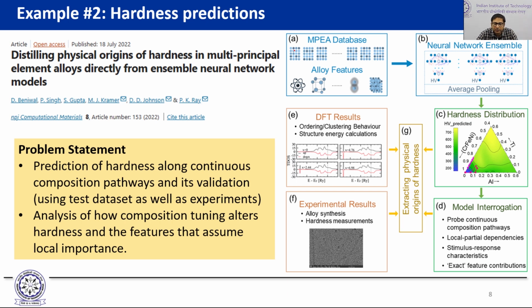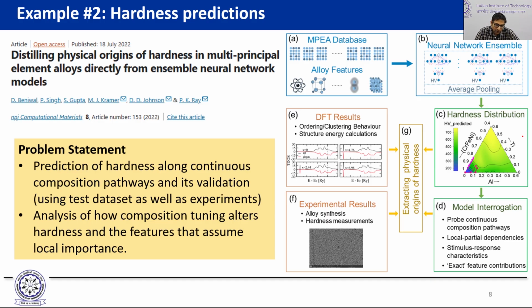You first start out with your high entropy alloy database, and to that you combine your alloy features, which is something that we have discussed quite a bit. After that, you want to make the neural network ensemble. Since it's an ensemble of a large number of neural networks, you have to do some average pooling, and from there you now have a model which will give you the hardness of high entropy alloys. Once the model is ready, you can write a script for creating an array of inputs along certain composition pathways, and the output from there is going to help you get the hardness distribution.